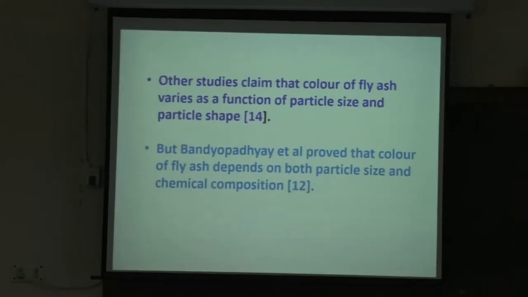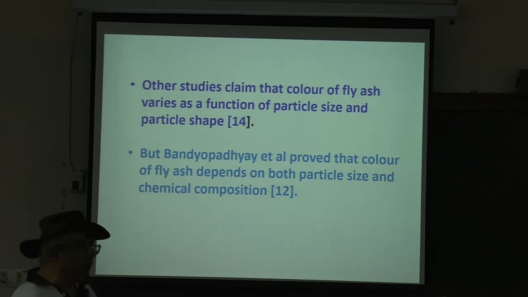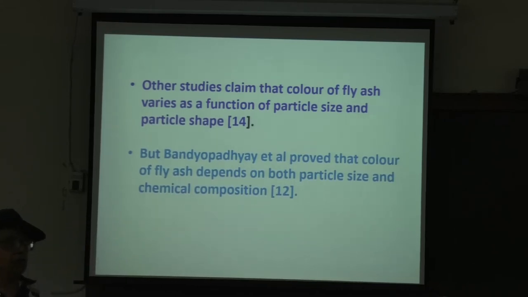Other studies claim that color of fly ash varies as a function of particle size and particle shape. So there are researches which show that not only the carbon content, but also the particle size and the particle shape. Again, you may ask the question, how is it? Because if the particle size is small, then the surface area is high. So if surface area is high, that means the amount of light reflected will be much more. That is from the physics point of view. If the surface area is more, naturally the amount of light reflected is much more, so it will look lighter. But if you have the large particle size, surface area is less overall for the same thing, so it will look dark. So that's a beautiful way of looking at it, okay? Not just carbon, but also what light can do.